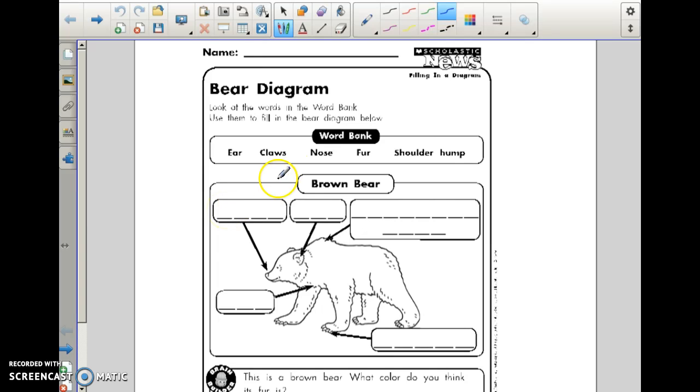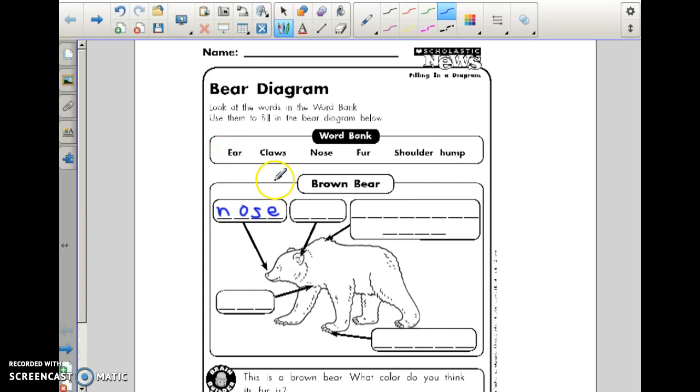So I'm going to look for the word in the word bank. I see the word nose right here. It starts with an N. No other words in the word bank start with N, so I will record. So I will write N, O, S, E. And now I know that this arrow is showing us where the bear's nose is. Next, we will label the bear's ear.